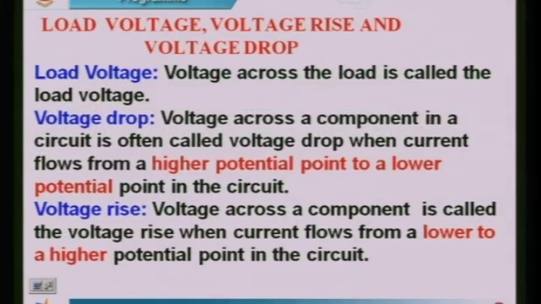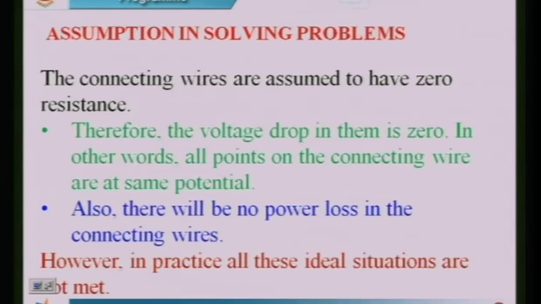Then you come across voltage drop and voltage rise. Voltage across a component in a circuit is often called voltage drop when current flows from a higher potential point to a lower potential point in the circuit. Voltage rise is taken when the voltage is traced from the negative terminal to the positive terminal.